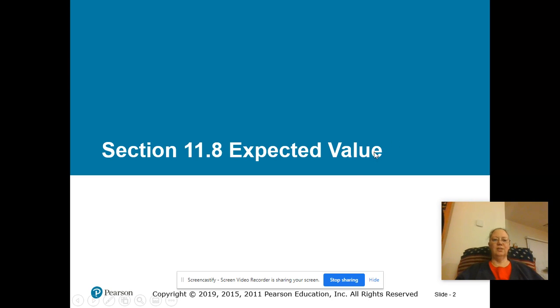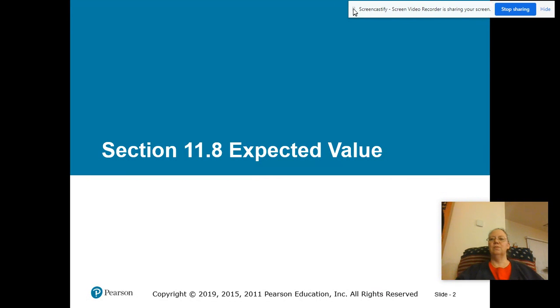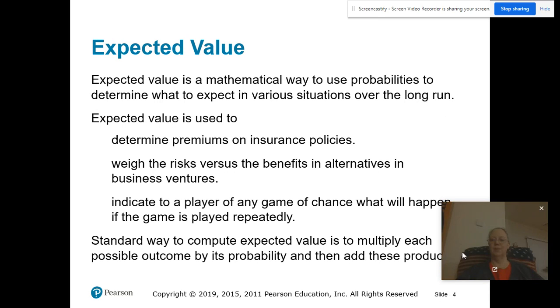All right, section 11.8, expected value. I'm gonna put that up there. It seems to be less in the way over there. All right, we're going to compute expected value, use it to solve applied problems, and determine the average payoff or loss in a game of chance.